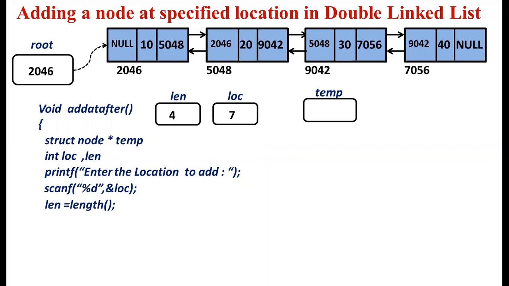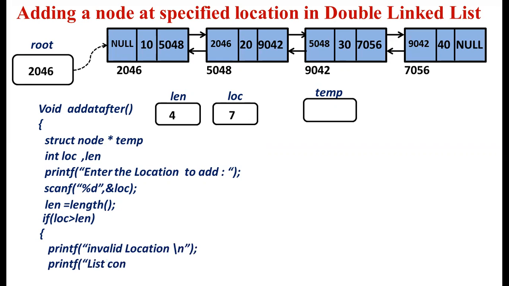Now, if the location is greater than the length of the list, then directly we are printing the message saying that it is an invalid location. And here we are also printing one more message saying that the list contains only %d nodes. That is, in place of %d, we are printing the len value. So if we are given the location value as 3, which is within the limit, then we go to the else block. So in the else block, what we do?